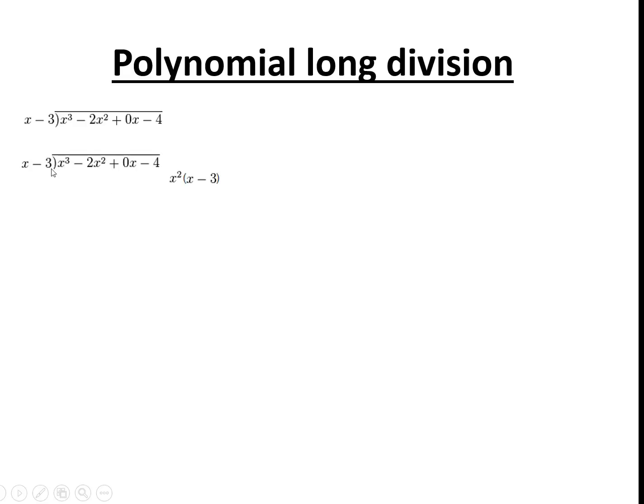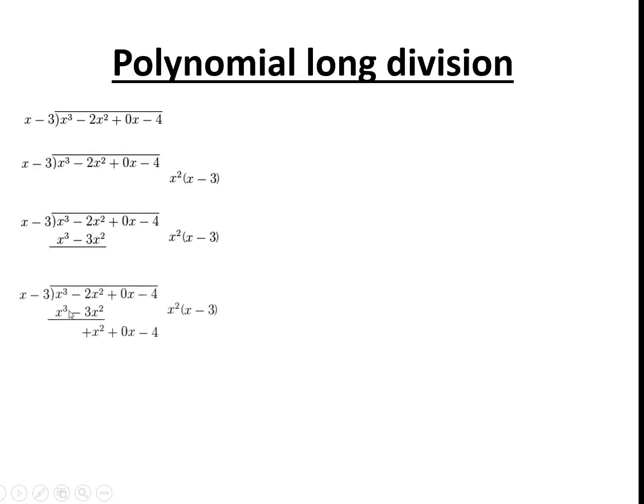So you want to times this x minus 3 by something that will get rid of the x cubed. So by doing that, you times it by x squared. And that means when you times it, you get x cubed minus 3x squared. So you times this whole thing by that. And then you want to subtract this off of the top equation, like so.